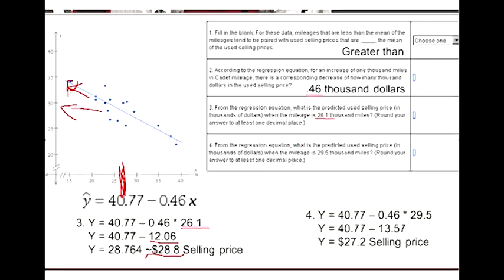And then from the regression equation, what's the predicted used selling price when the mileage is 29.5? That's just repeating the same process for 29.5. And so that would be predicted to be $27.2 thousand.